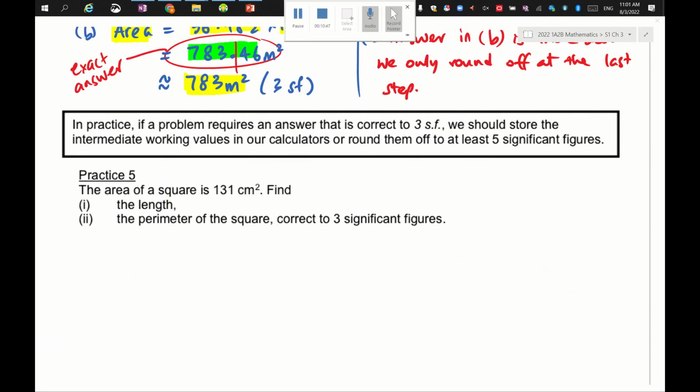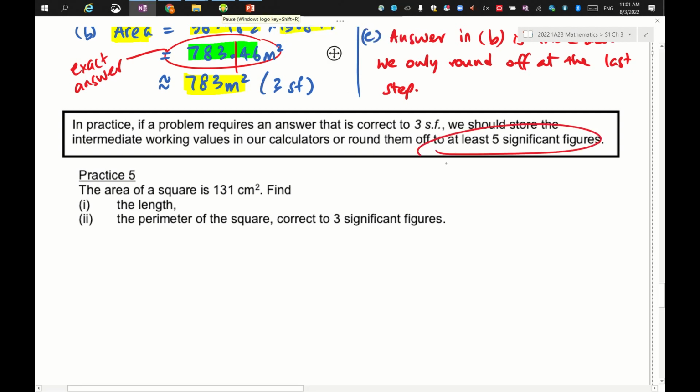This boxed up text says if a problem requires an answer that is correct to 3SF, SF for significant figures, sometimes the question will say find the answer correct to 3SF. Then in the middle, the exact value has too many decimals. We don't expect you to write everything down. We expect you to at least put 5SF for intermediate steps. Okay? So let's try practice number 5.